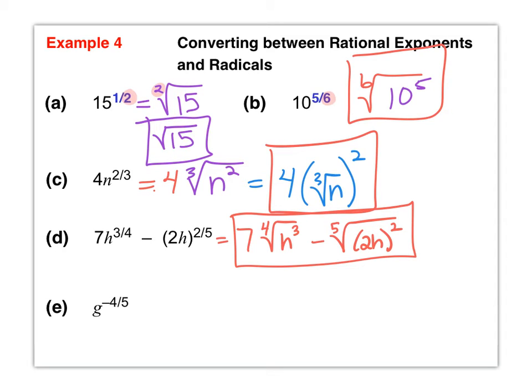Example E, g to the negative 4/5. This negative exponent can be written as a positive exponent by writing it as a fraction. So our numerator is a 1 and the denominator is g to the positive 4/5 exponent. Now we can convert that positive exponent into a radical and write the result as 1 over the 5th root of g to the 4th. Remember, the denominator of the rational exponent ends up being the index of the radical.